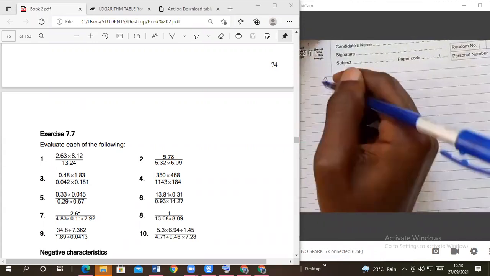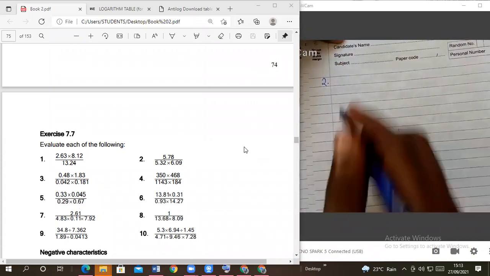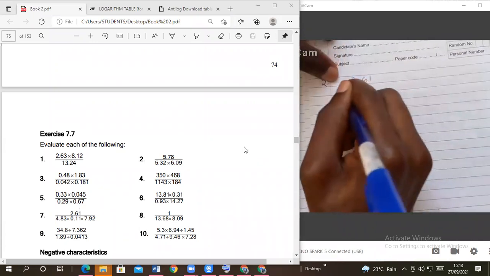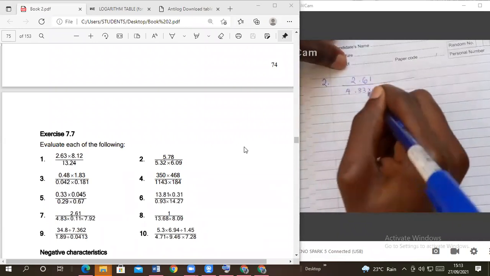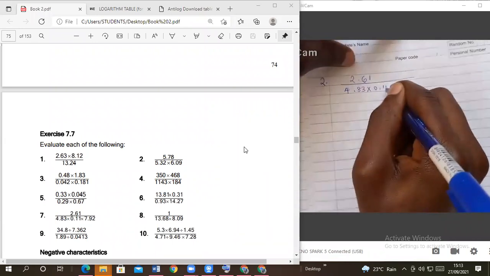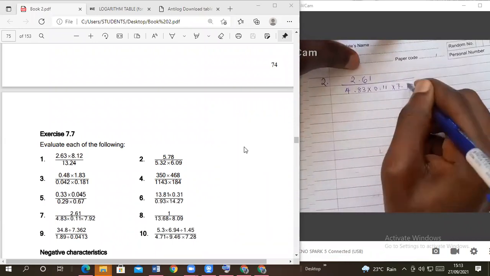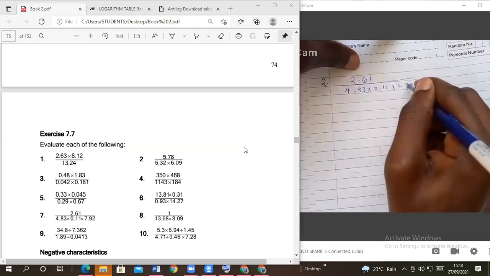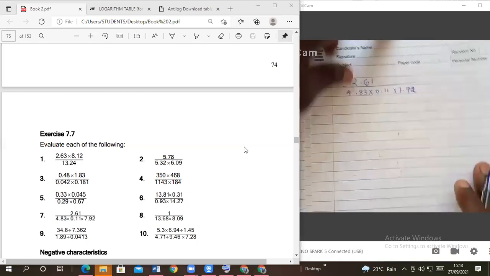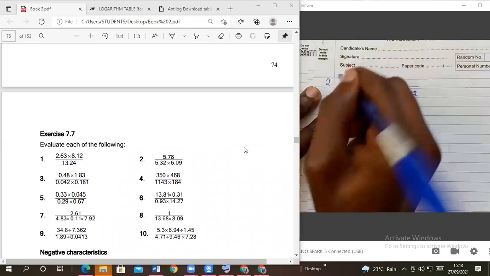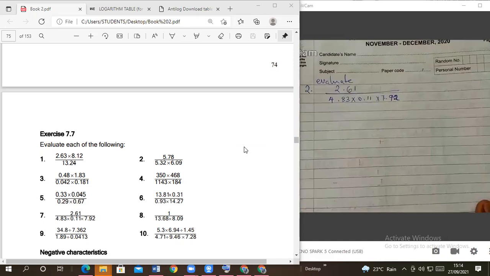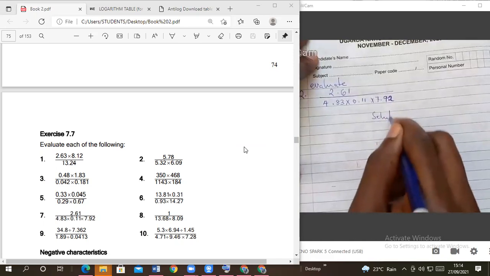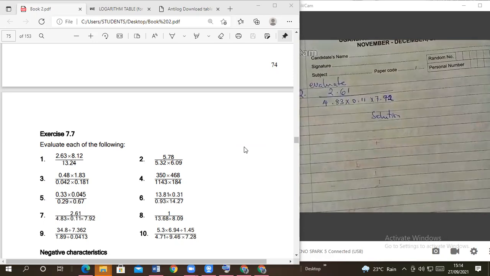The question is number 7. We have 2.61 over 4.83 times 0.11 times 7.92. That's what we have. Evaluate using logarithm. Let's work it out.